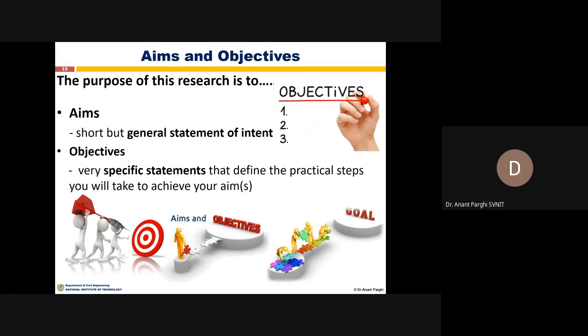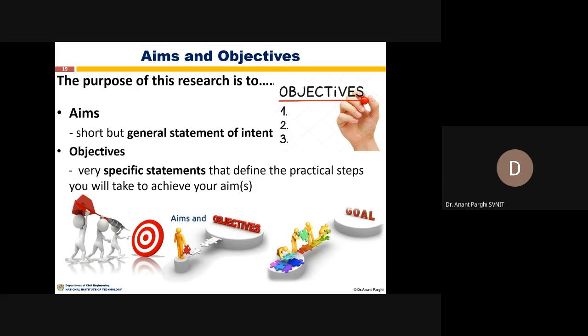So now let's discuss the aim and objective of your research proposal. The purpose of this research is to... Once you write down your aim and objective, it focuses everyone and gets them back to the same page. We can say the purpose of that particular research is this, and the aim is a short, general statement of that intent.